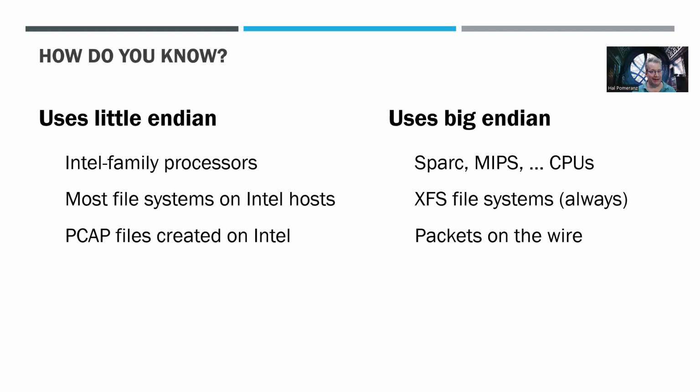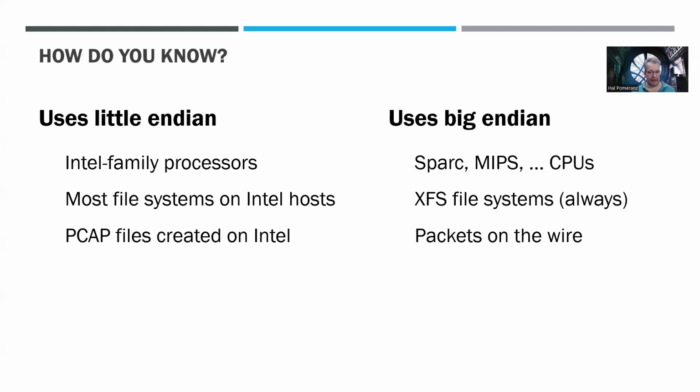So how do you know whether it's big endian or little endian? Because again, in some sense, just looking at a bunch of bytes, you have no idea. The answer is it depends on context, right? So here is the context for different choices.